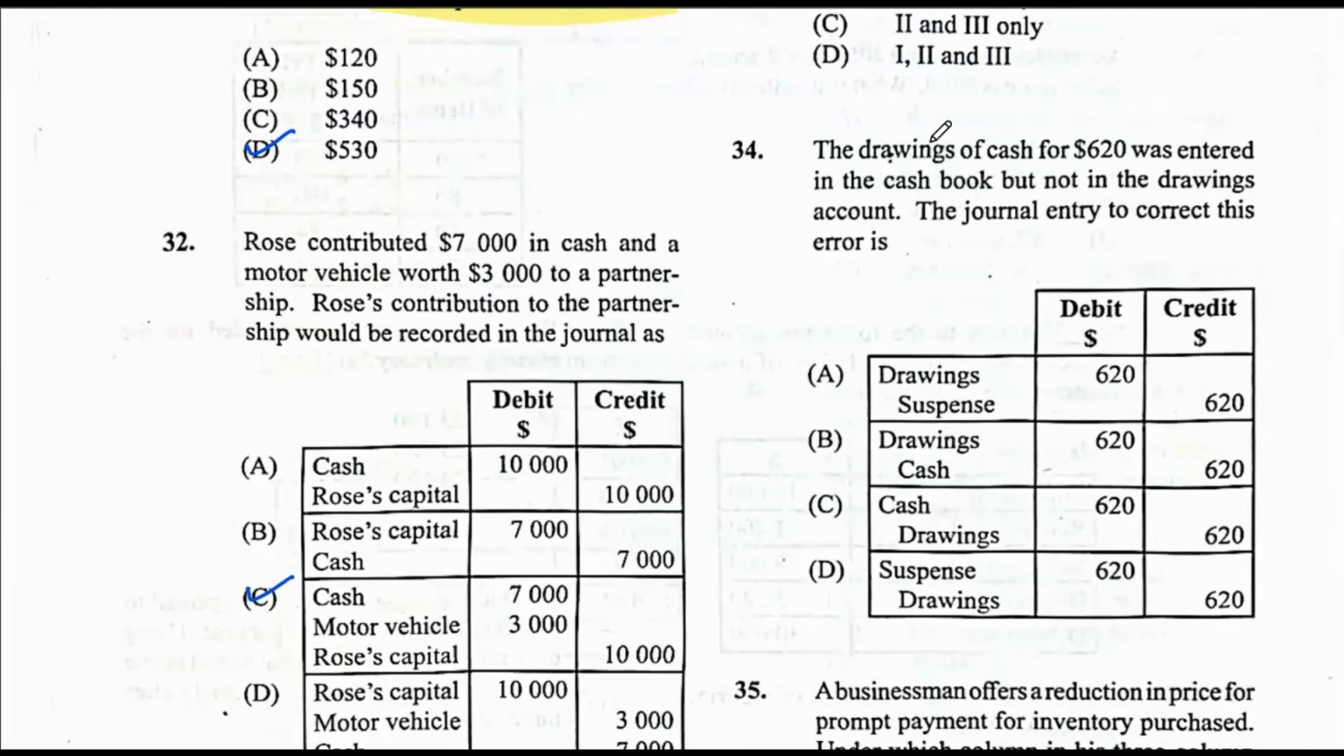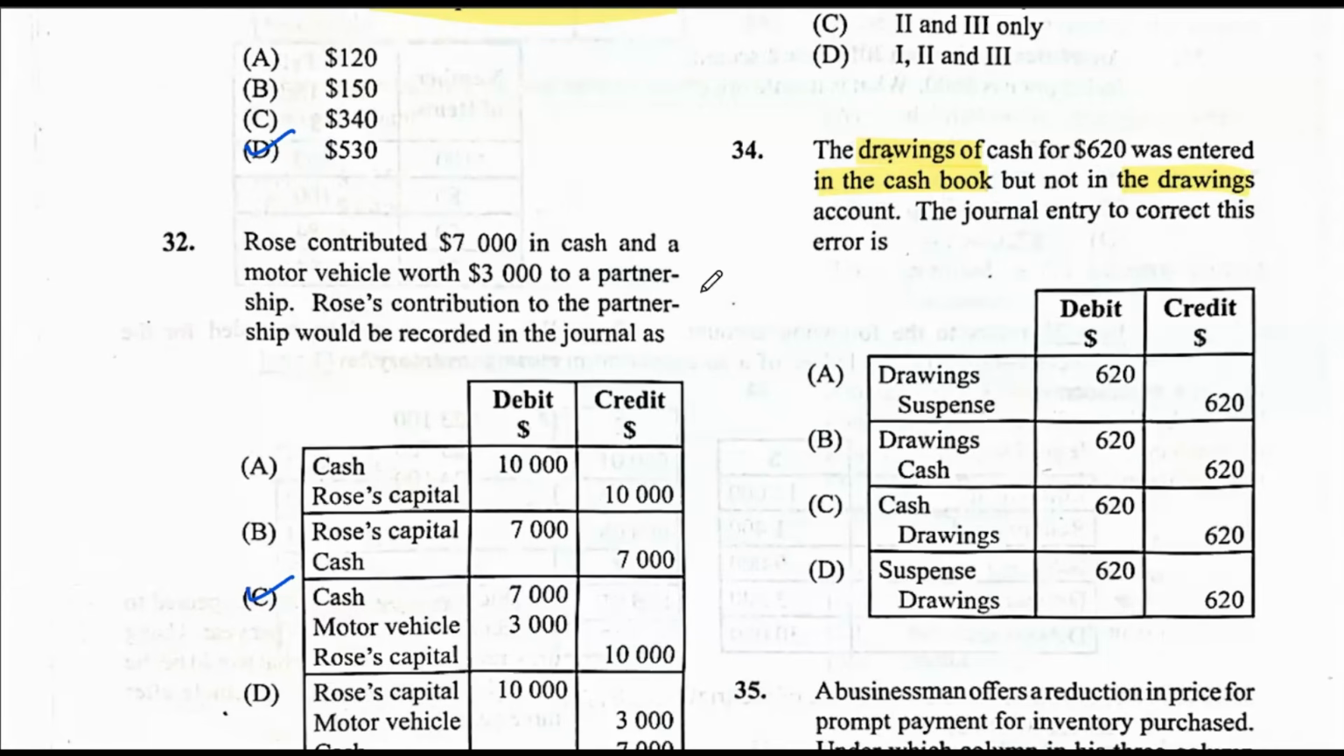Now in question 34, drawings of cash for 620 was entered in the cash book but not in the drawings account. The journal entry to correct this will be. Right, guys, this seems as though it's a situation where we have single entry because we did enter the drawings in the cash book. So you would have credited your cash book with drawings. Good. But we forgot to debit the drawings account, guys. We forgot to debit the drawings account.